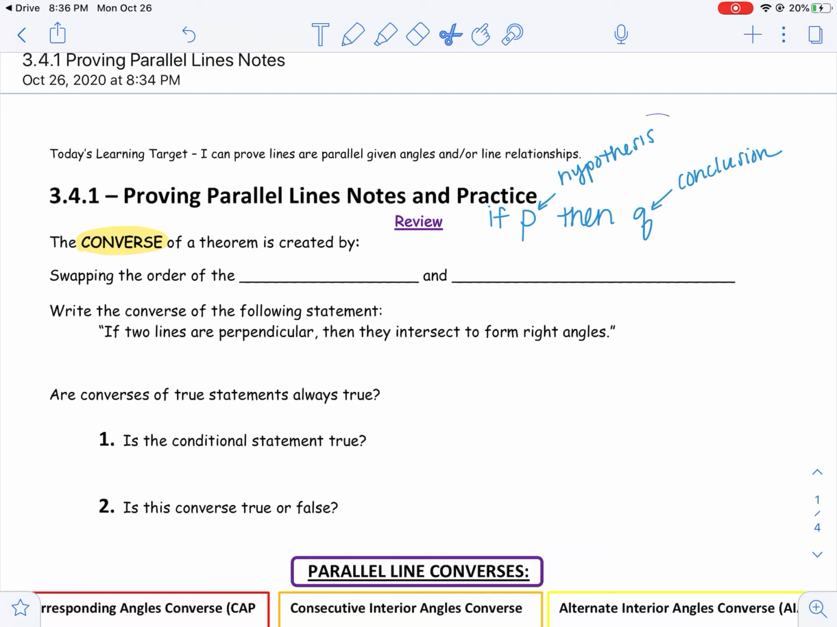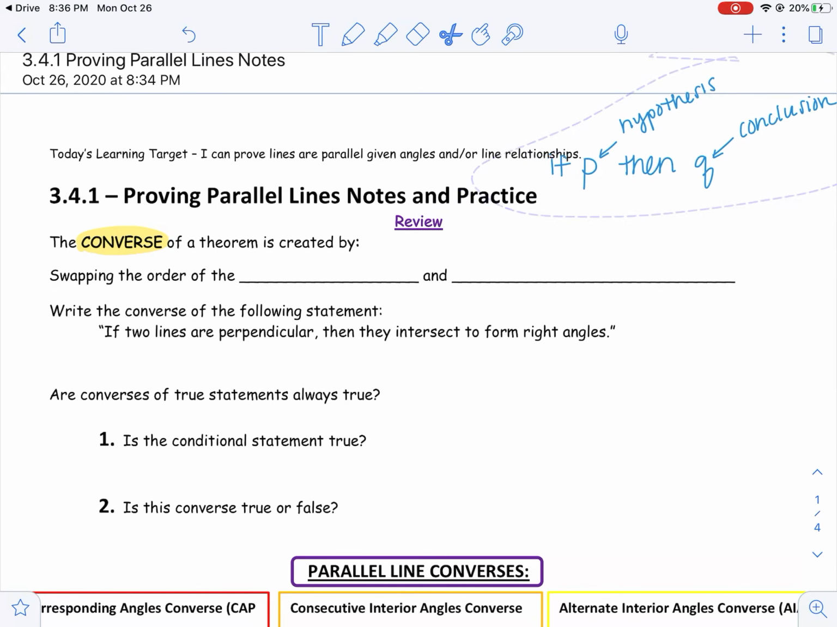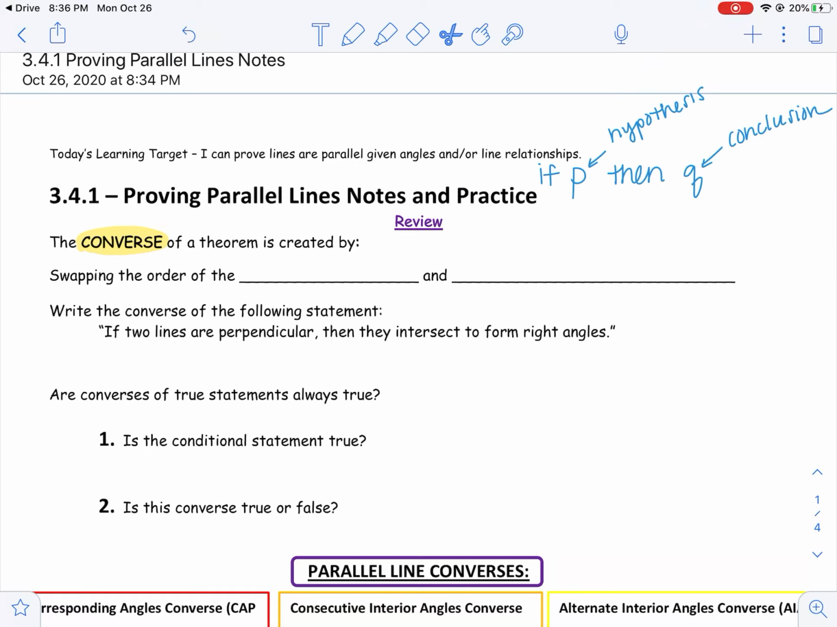This is a conditional statement. This is not the converse. This is just a good old-fashioned conditional statement. If something happens, then something else will happen. The converse takes that order, hypothesis, conclusion, and it flips it. So it swaps the order of the hypothesis and the conclusion. So now, instead of if P then Q, it's going to be if Q then P.